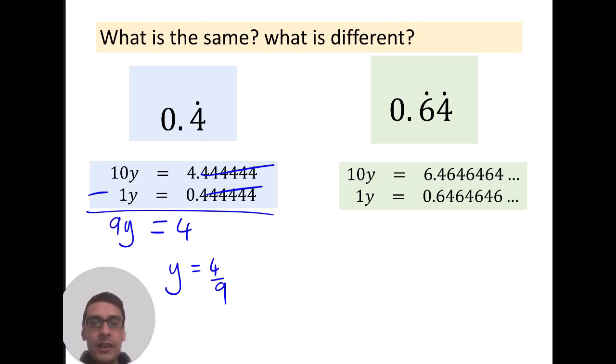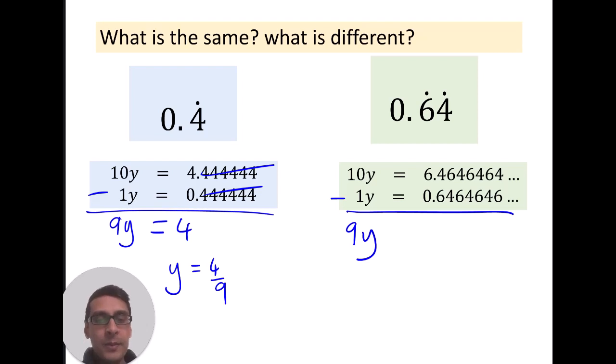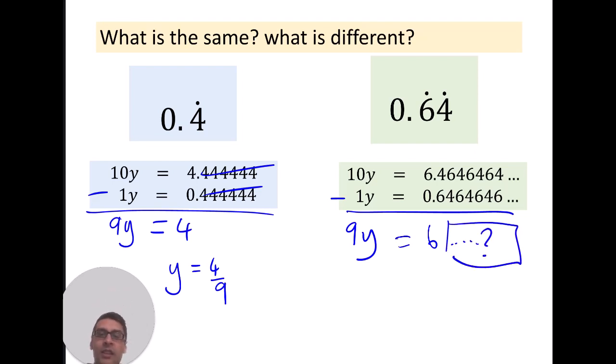Now, on the right-hand side, if we try this subtraction, the left-hand side of the equation is fine, 10y take away 1y is 9y. On the right, though, there's a bit of an issue here because you've got 4 take away 6, 6 take away 4, and that goes on forever. So 6 take away 0 will work, but actually after the decimal, it just becomes a little bit too messy.